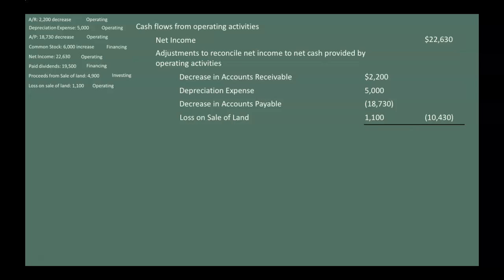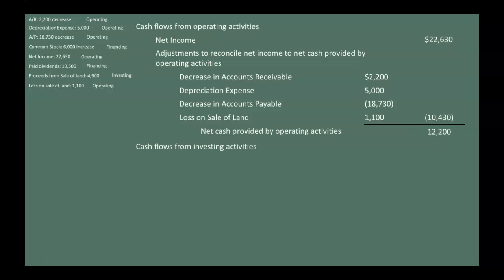So now that we have all of these, we'll add up those four and we get this negative $10,430. With that, we can now find our net cash provided by operating activities. To do that, we take the $22,630, our net income, and we subtract that $10,430, and we get $12,200. Now, if that $12,200 was a negative number, we would call that net cash used by operating activities. But since it's positive, we call it net cash provided by operating activities.